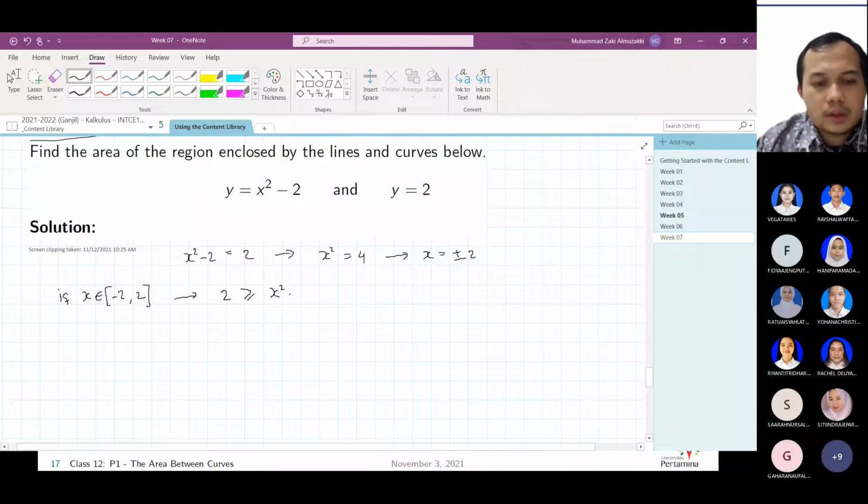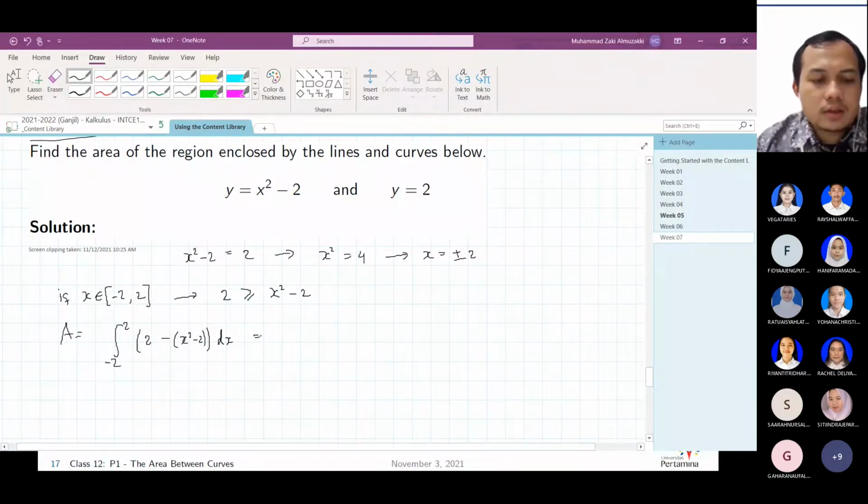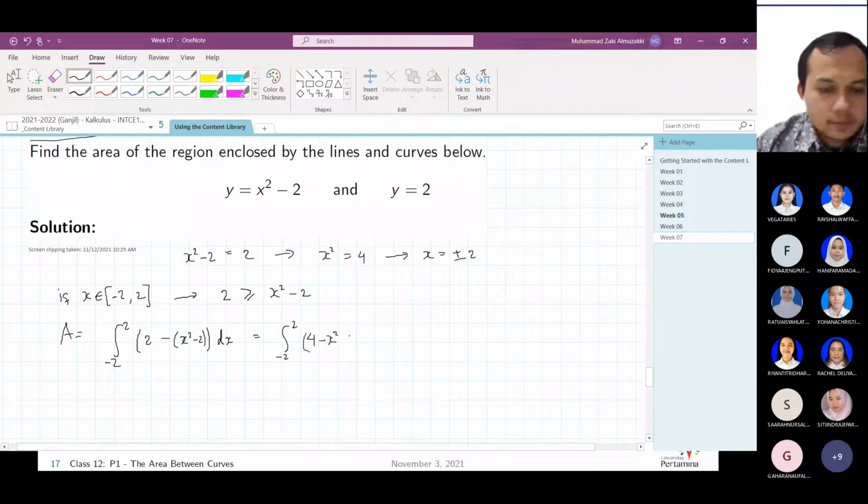At x equals 0, x squared minus 2 is minus 2. Then in this case, the area is the integral from minus 2 to 2 of 2 minus (x squared minus 2) dx, which is the integral from minus 2 to 2 of 4 minus x squared dx.